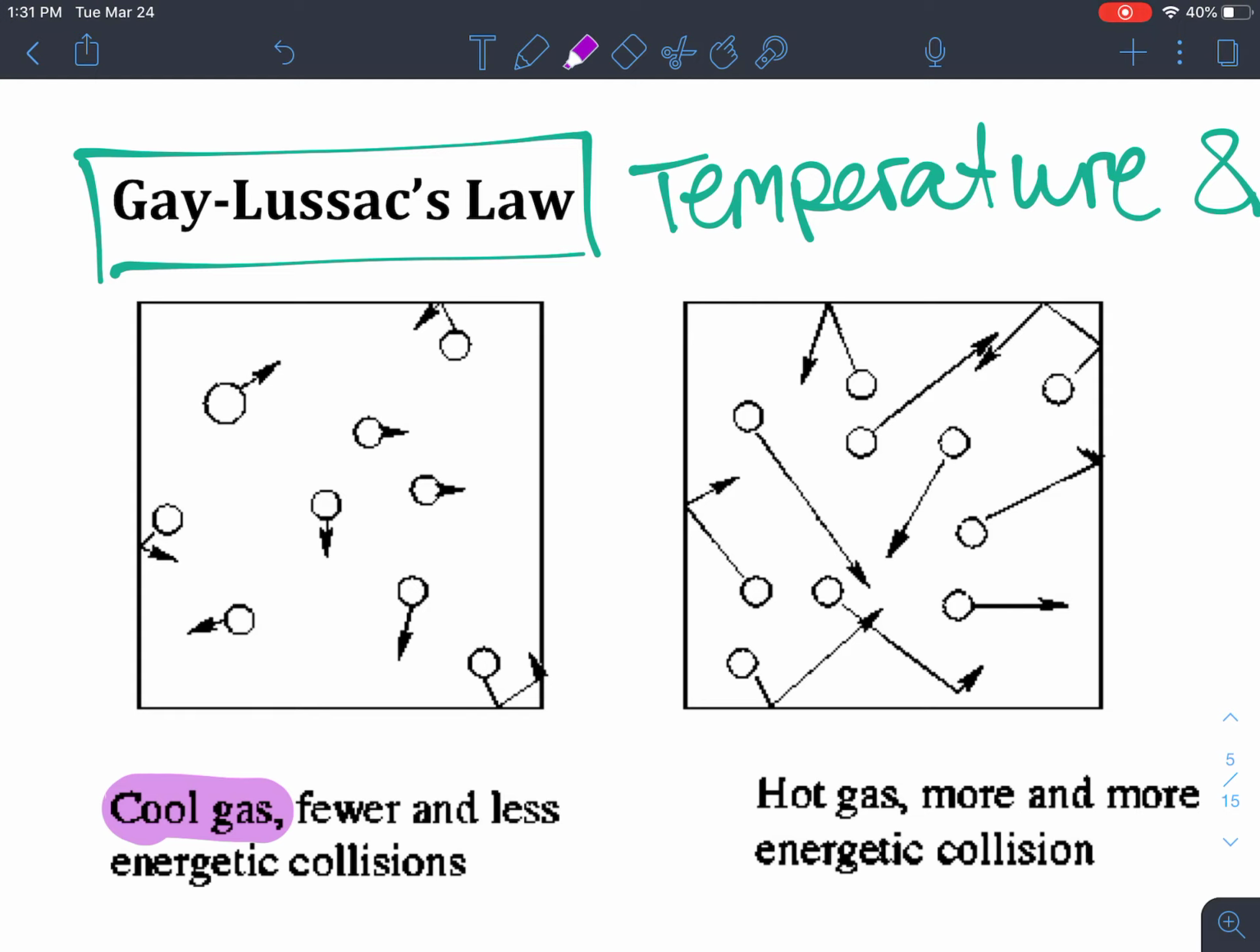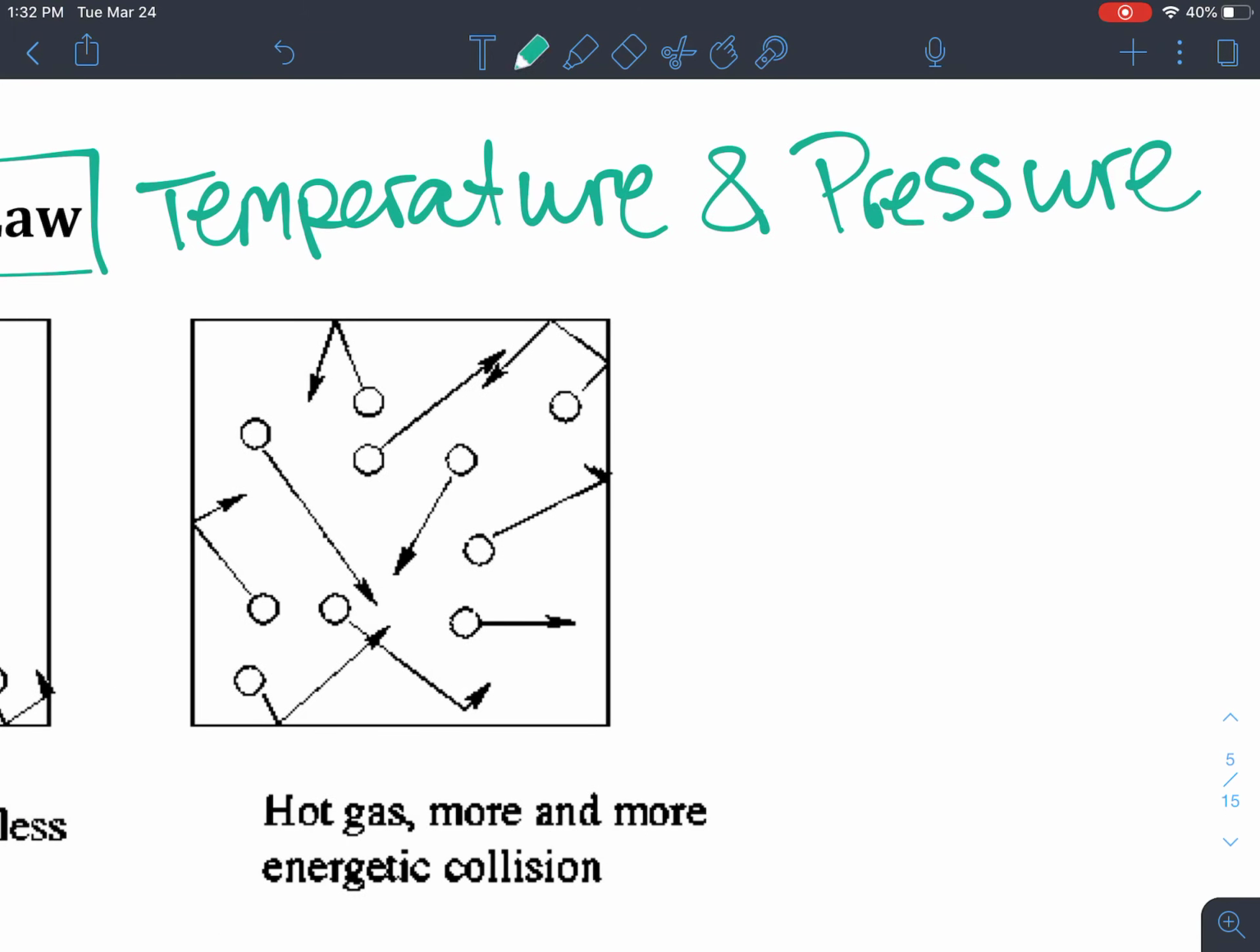Now, if the gas is being cooled, that means that the temperature is going down. What happens is that those particles are moving a lot slower. Okay, they're still moving because they're gases, but they're moving a lot slower. So they're hitting the walls of the container a lot less. So because the gas has been cooled, the particles are moving slower, and therefore the pressure goes down because they're not hitting the walls of the container as often. So we can write, as there's a decrease in temperature, that equals a decrease in pressure.